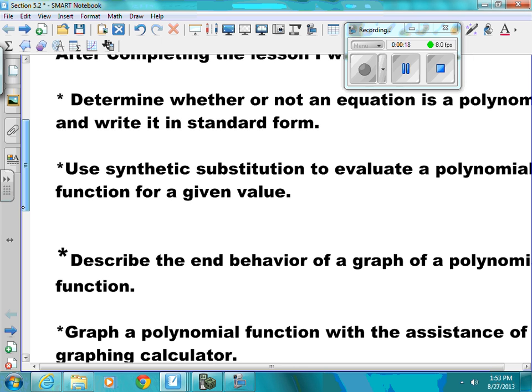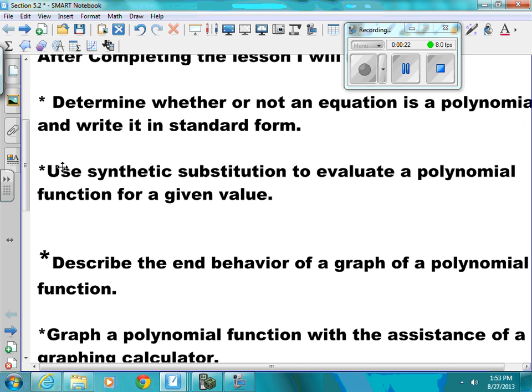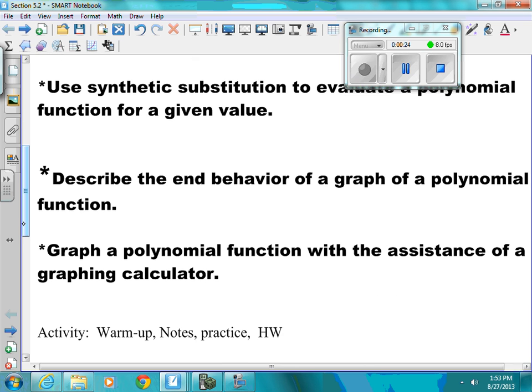Use synthetic substitution to evaluate a polynomial function for a given value. Describe the end behavior of a graph of a polynomial function. And finally, graph a polynomial function with the assistance of a graphing calculator.